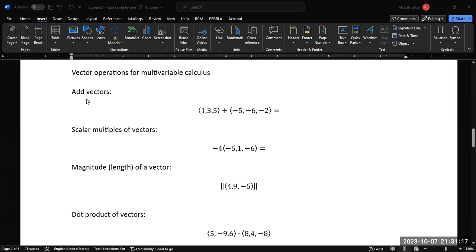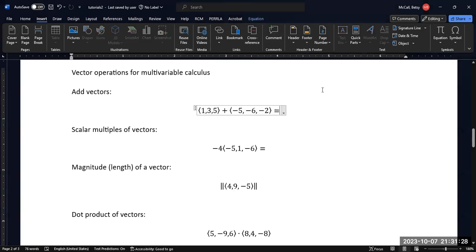Now, again, we're going to start with some very, very basics, and then we're going to work our way up to some more complex scenarios. So the first thing that we're going to talk about is how to add vectors. And vectors are added together term by term.